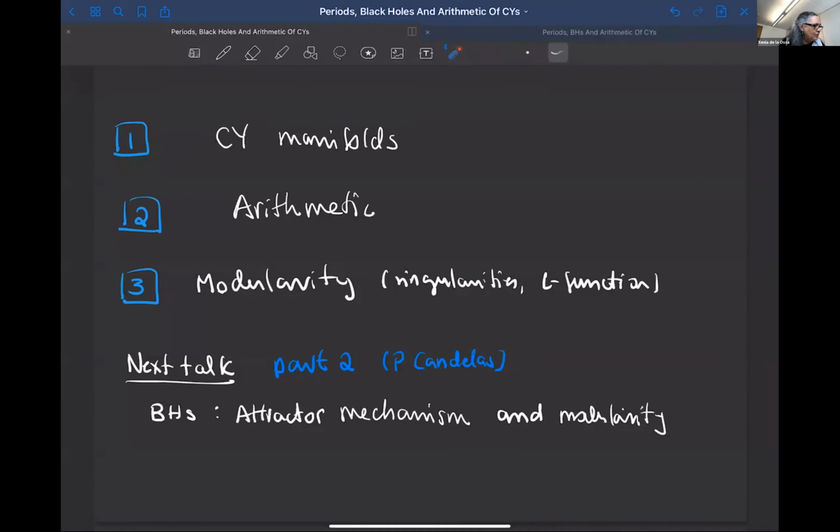So this is more or less the content of my talk. I will give an introduction to a few facts of Calabi-Yau manifolds, those that will be more relevant for us. Then I will talk about the arithmetic of Calabi-Yau manifolds, and then about modularity properties. In the next talk, as I said, Philip will talk about black holes, in particular the attractor mechanism and modularity.